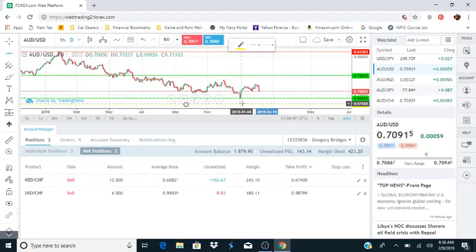If you were able to get in at that area, I'll change this to an arrow. If you were able to get in at this level, that's good. And then you just watch it travel up. And it would have traveled up to right around that area right there, which is the 7.2 area, before going down a bit to where it's at now, which is the 7.0 area.